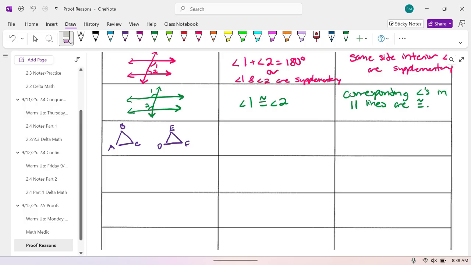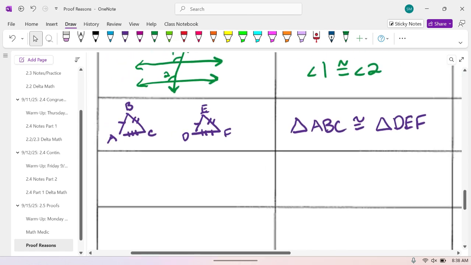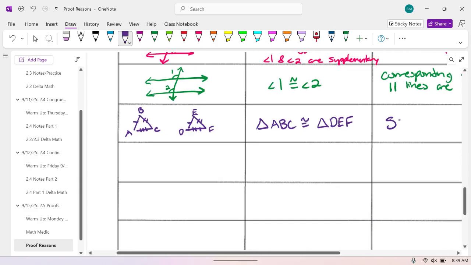All right, so I got two triangles. Then I got my little congruent tick marks. And my statement will be that triangle ABC is congruent to triangle DEF. Why are these two triangles congruent based off of what I marked? What postulate lets me know that these two triangles are congruent? Side, side, side. So we would state that these triangles are congruent. Side, side, side makes them congruent.